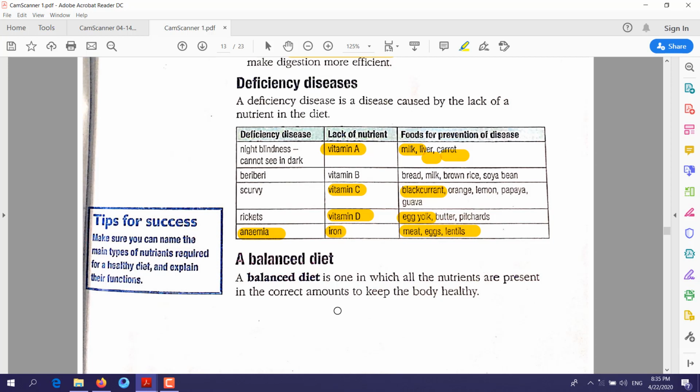A balanced diet. What do you mean by a balanced diet? It means getting enough of the nutrients. Another explanation is that when you eat food, your meal should contain enough of all the nutrients. Now, a scientific definition: a balanced diet is one in which all the nutrients are present in the correct amount to keep the body healthy.